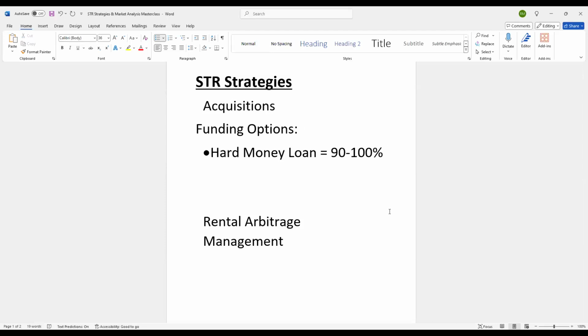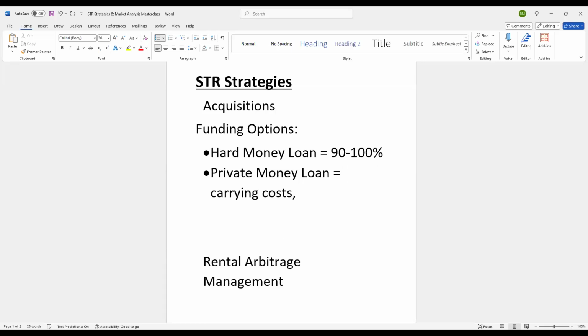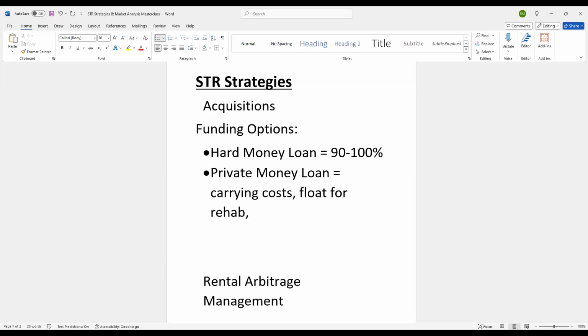Now, what I've done on a recent deal is I've also included a private money loan, even though I'm getting 90 to 100% financing from the hard money lender. I'm getting a private money loan to cover my carrying costs, right? Your float for your rehab. So even though your hard money loan is giving you 100%, they're not going to fund your rehab portion of the project until you are completed with each section, right? So you get your flooring done, you get all your interior paint done.